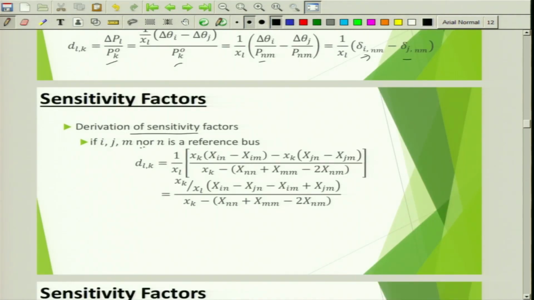Now the derivation of the sensitivity factor, where if I, J, M or N is a reference bus, none of them are a reference bus. This is a very general expression that you get.